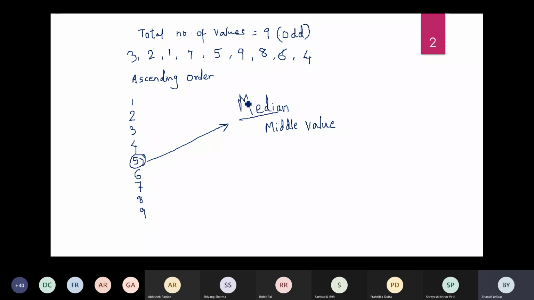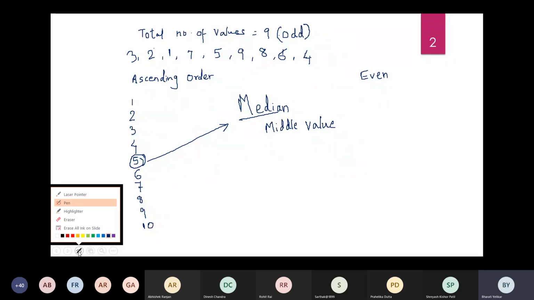So when it is odd, my question is, when the total number of values is even, that means suppose here another 10 has come. Even means 10. This is another example. Don't get confused in that. Are you getting it? If you have any doubt, just tell me. No, ma'am, we are getting it.